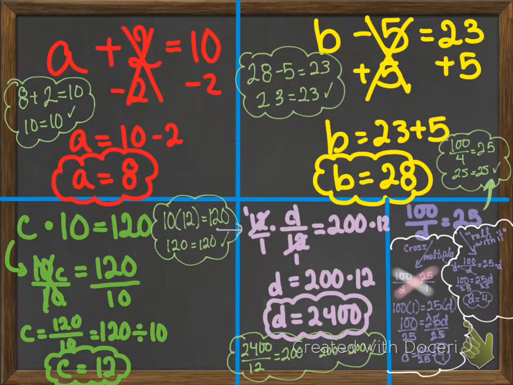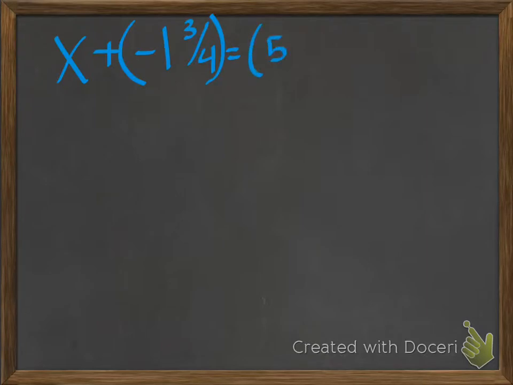All right, so I mentioned that I want to do one of the more difficult problems. So let's make one up really quick. Let's say you have the equation x plus negative 1 3/4 equals, I'll throw parentheses around that, 5 over 11.